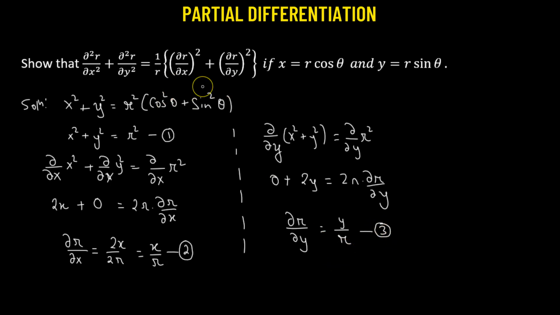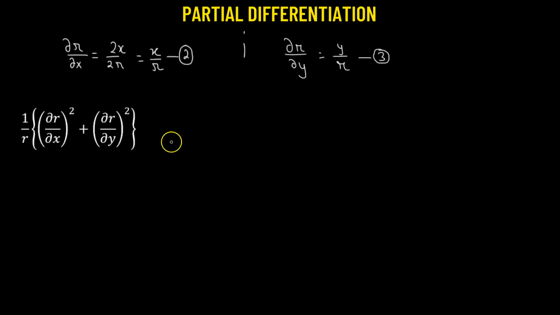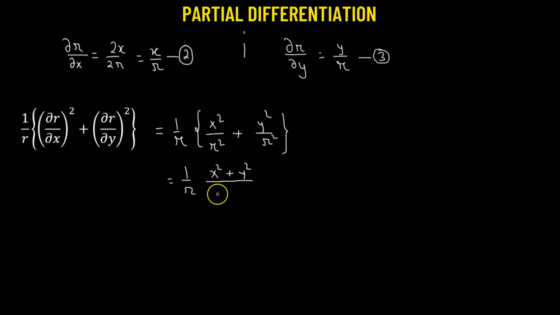Now if we start from the right hand side, we have 1 over r multiplied by partial of r with respect to x whole squared plus partial of r with respect to y whole squared. So let's start with this right hand side. That will be 1 over r multiplied by, the partial of r with respect to x squared becomes x squared over r squared, plus partial of r with respect to y squared gives us y squared over r squared. So we'll have 1 over r multiplied by x squared plus y squared divided by r squared, which is simply x squared plus y squared divided by r cubed.